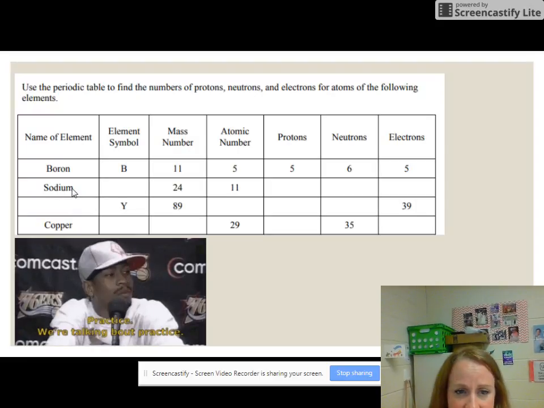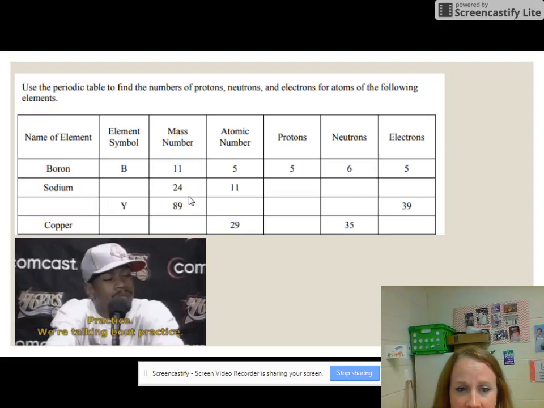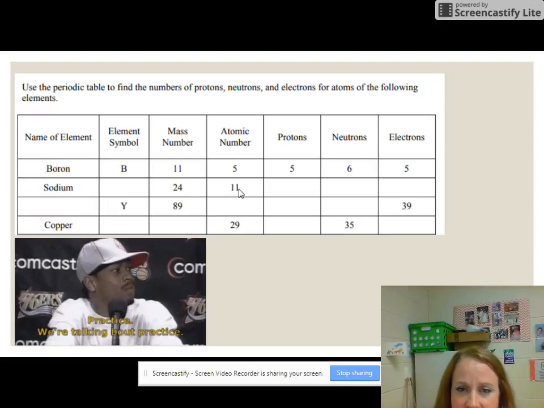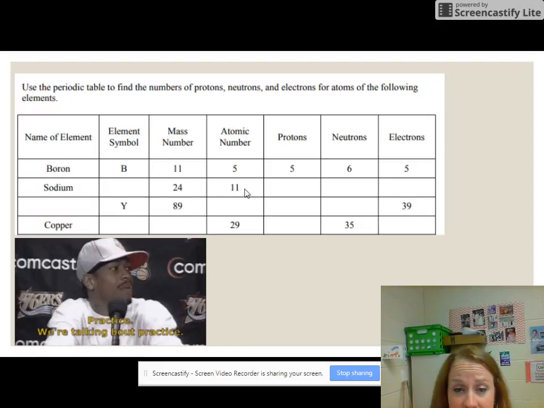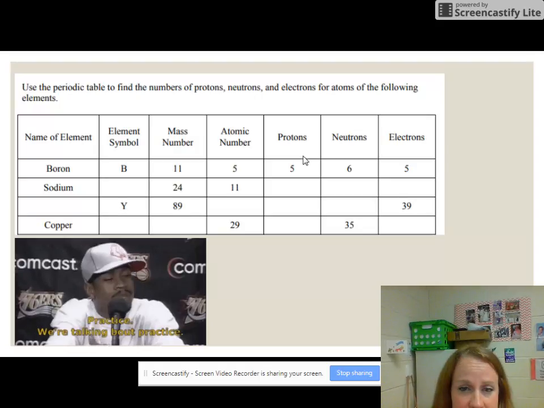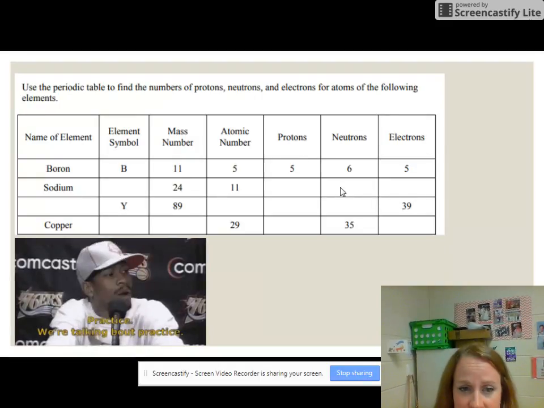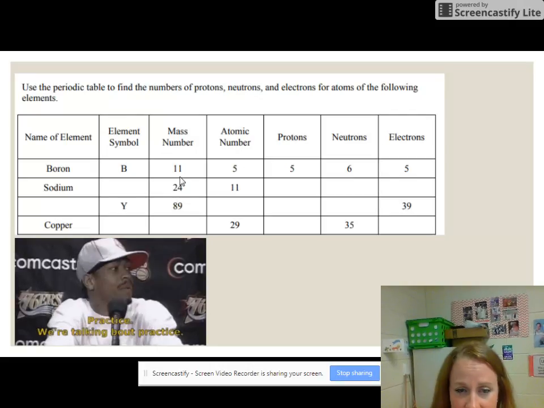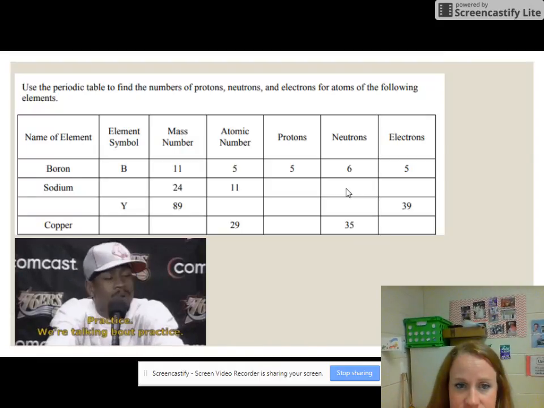If we say sodium, its element symbol is Na, mass number is 24, atomic number is 11. So protons, we know the protons is the same as the atomic number, so protons is 11. We know electrons are the same as the protons, so that's also 11. Now for neutrons, we have to take the mass number, which is 24, minus 11, and we would put 13. You guys can do the rest of these on your own.